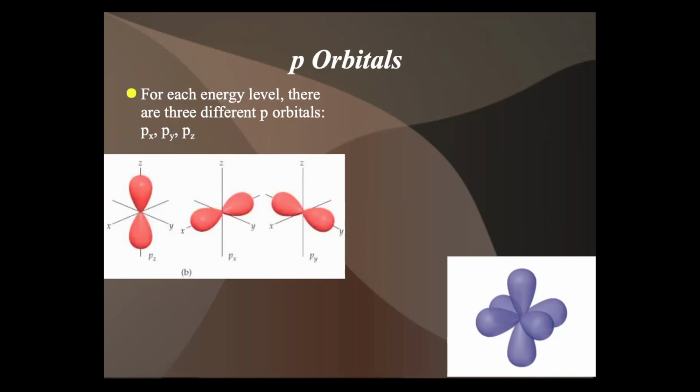Would it be one electron makes one lobe, another electron makes another? Yeah, when it's full, you're going to have 6 electrons in there. Oh, okay. So each lobe would hold 1 electron. You can think of it that way.